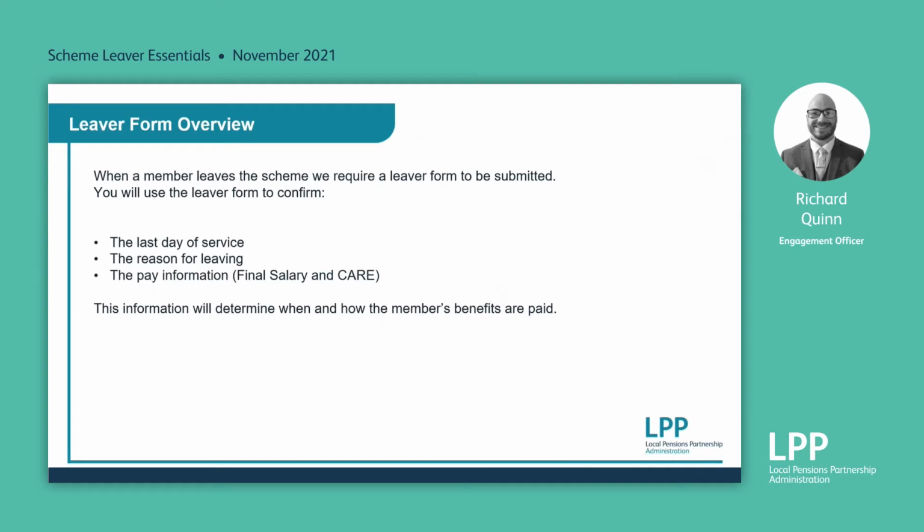The pay information. This provides us with confirmation of the final pay information for calculating any final salary benefits if the member started pre-1st of April 2014. It also notifies us of the CARE pay up to the date of leaving, and if there are any payments owing to and to be paid to the member after the date of leaving. This is so that we can include these amounts, if pensionable, in the calculation of the member's benefits.